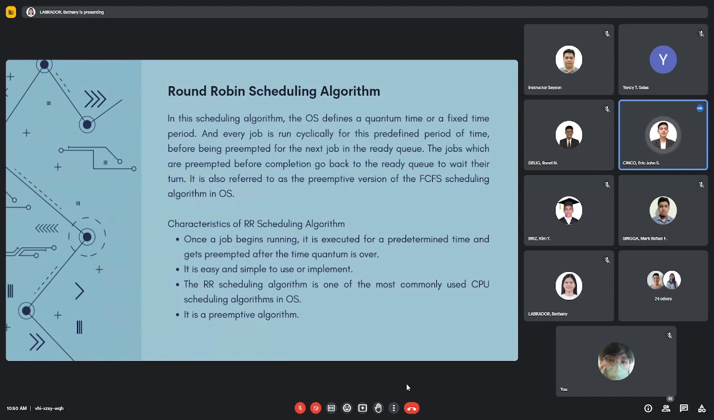So next is, it is easy and simple to use or implement. Next is the RR scheduling algorithm is one of the most commonly used CPU scheduling algorithms in operating systems. Also, it is a preemptive algorithm. Next slide.